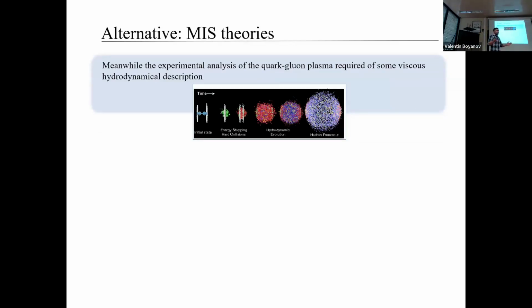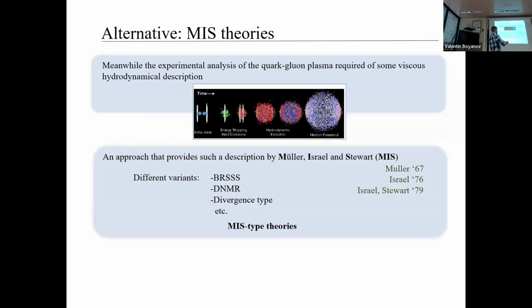So now, at some point, around 2005 or a little bit later, it was required to consider an evolution in relativistic hydrodynamics that includes viscosity in order to provide a better description of the system. But relativistic Navier-Stokes was not available because it had these severe problems. So what people did in the past was to consider the so-called Muller-Israel-Stewart type theories.